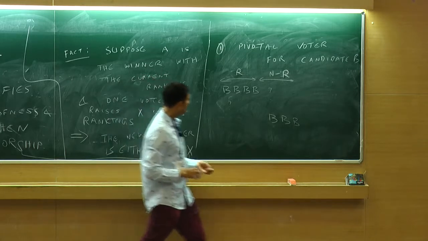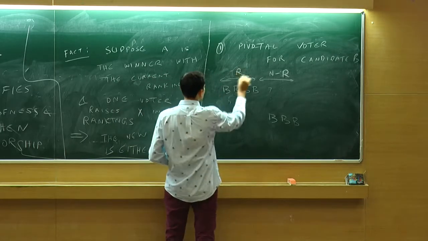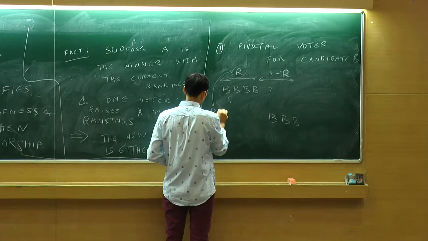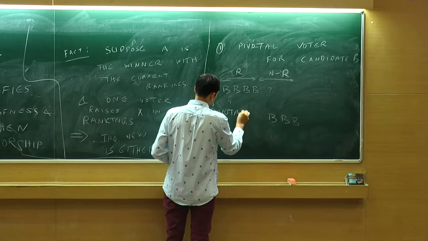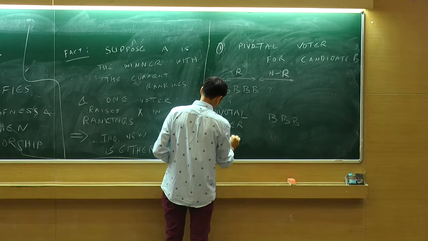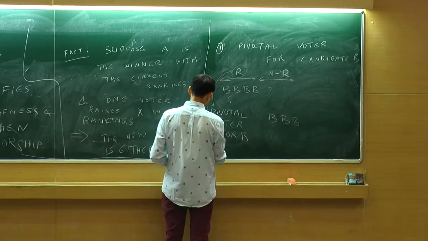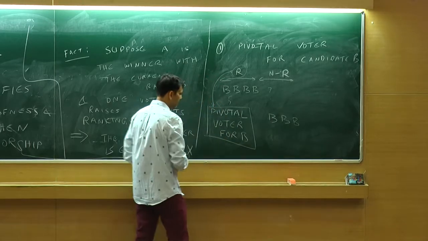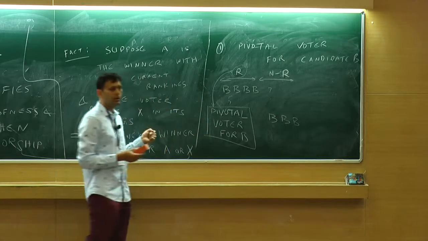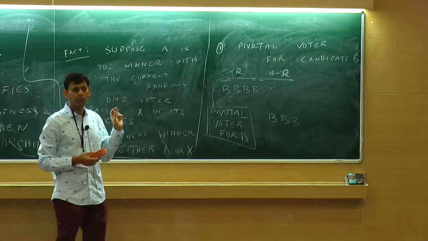So this R, the first time where B becomes a winner, is what you can call the pivotal voter for B. Okay. And in fact, the exact statement of this step is a little bit stronger. I'm going to make this exact statement, but I'm not going to prove it. Okay?